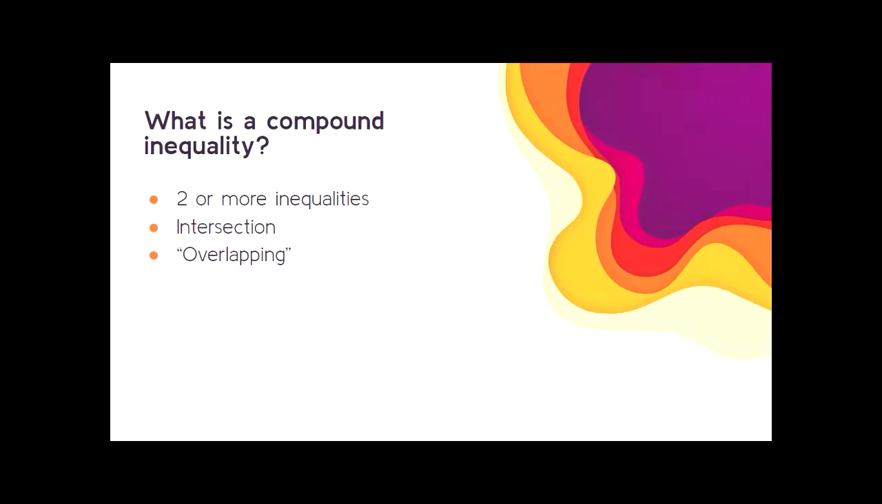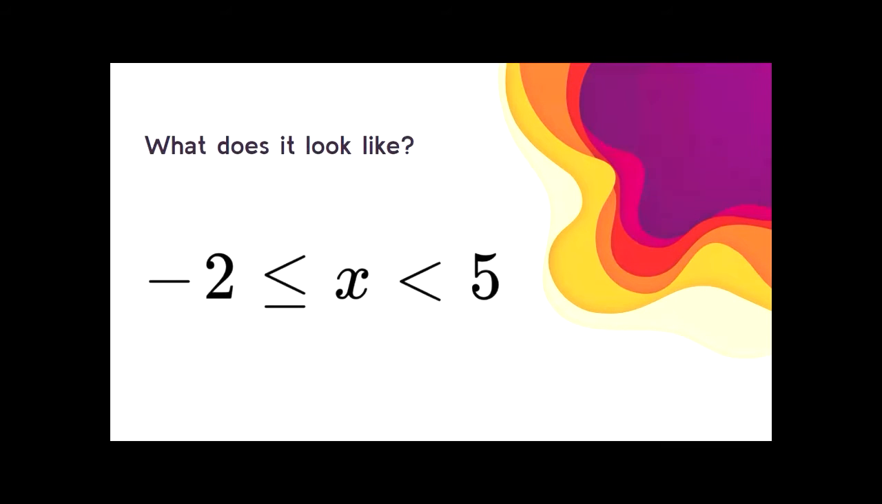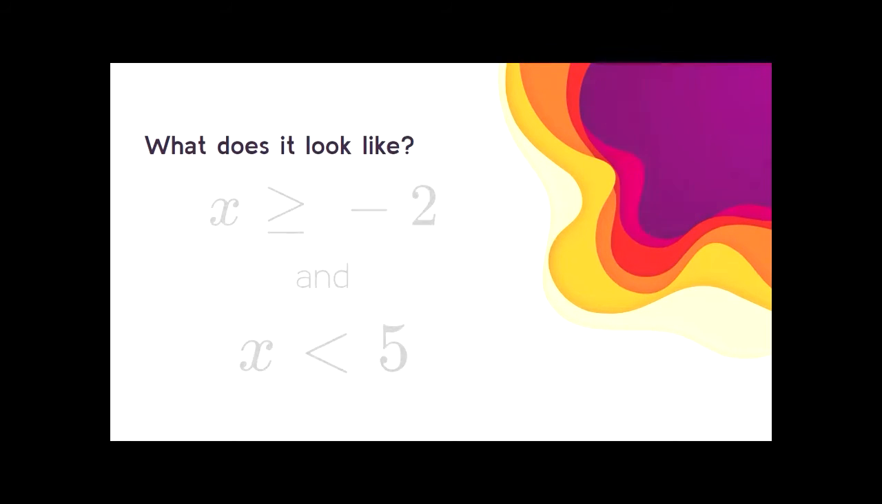Visually, they will be overlapping on the number line. And they're considered ands. The way that we'll read them is to talk about and. Okay? So, first, what does it look like? Well, we have one here before us. We've got negative 2 is less than or equal to x is less than 5. So we can rewrite this to read as x is greater than or equal to negative 2 and x is less than 5. So it's those two solution sets.